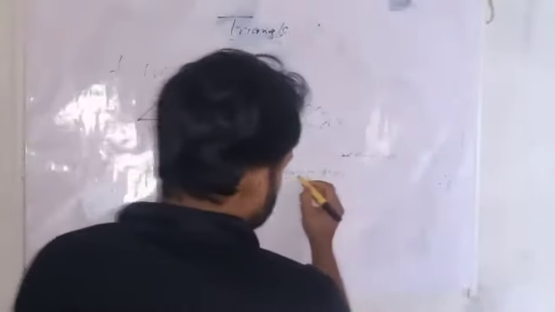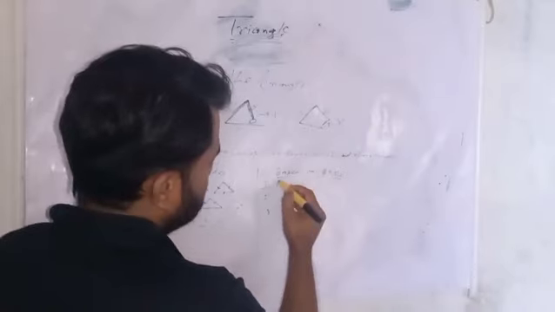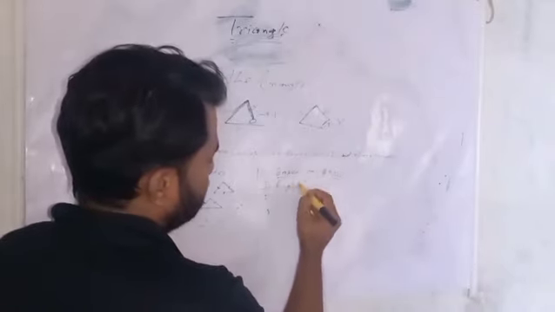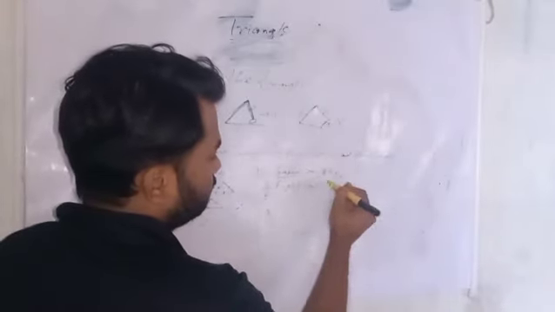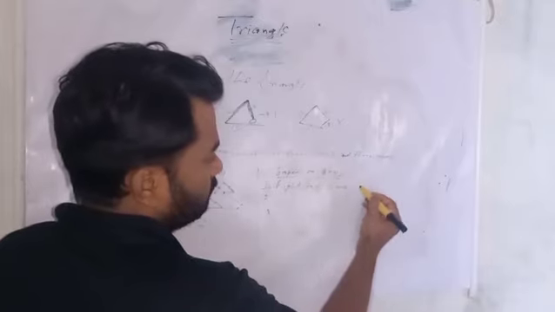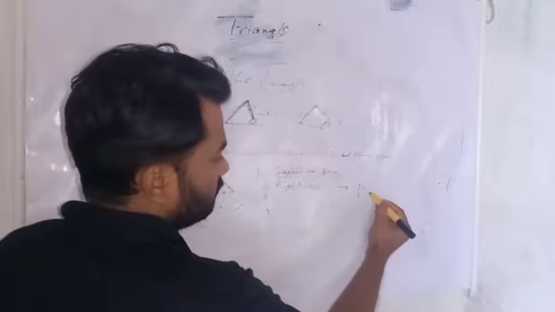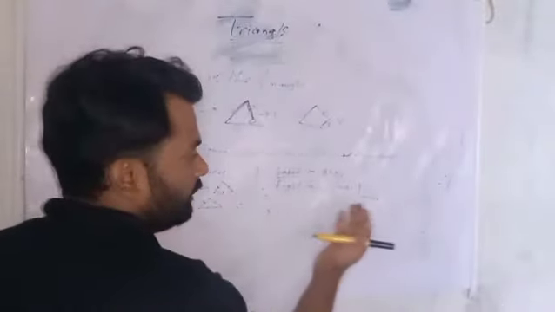Now, based on their angles, I also have 3 types of triangles. The first triangle is the right angle triangle. We can make a figure like this. Now we are discussing more about all these triangles.